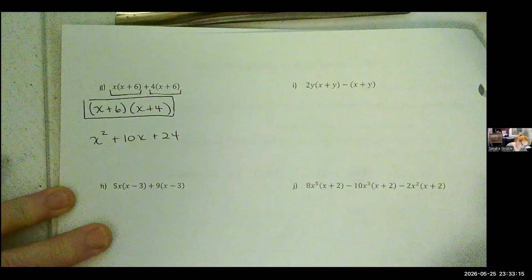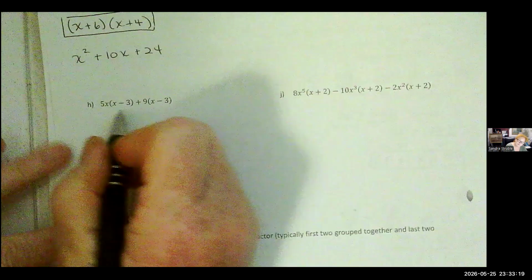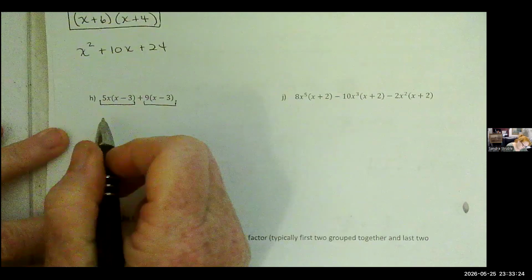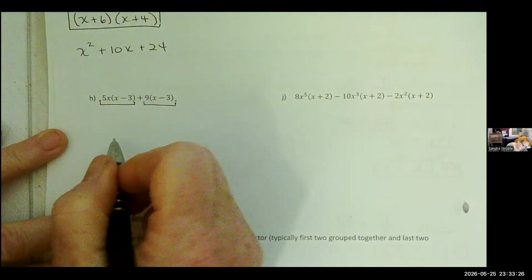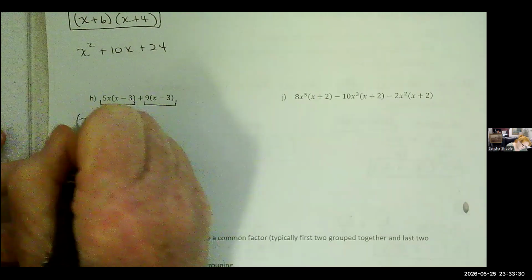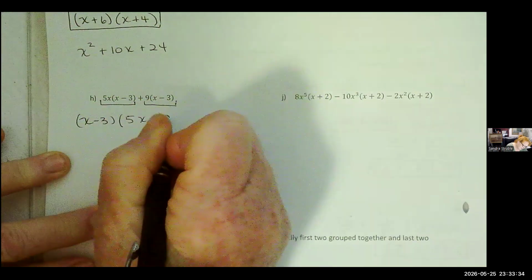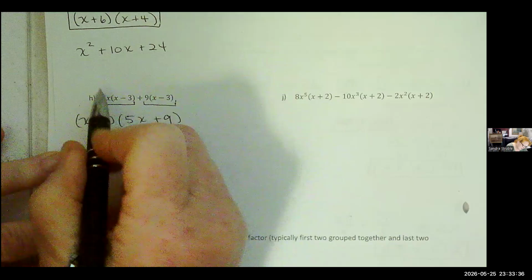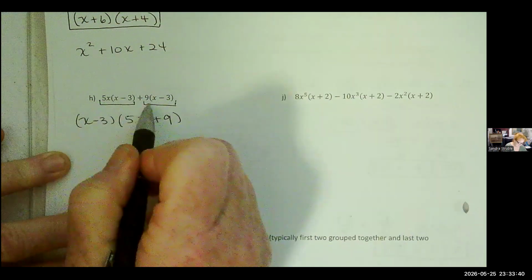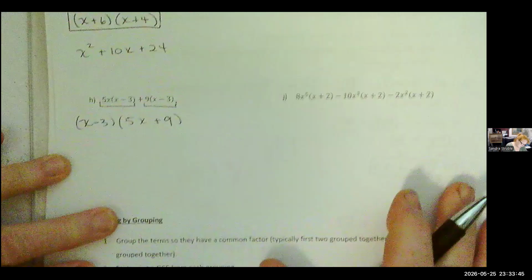All right, let's look at the next 2 terms. Why don't you try this one? Factor it out, see what you get left. Factor out the x minus 3 because that's what they have in common. And when you do that, you're left with 5x plus 9. Factoring out x minus 3 from the first term, you're left with 5x. Factoring out x minus 3 from the second term, you're left with plus 9. And that is your answer.